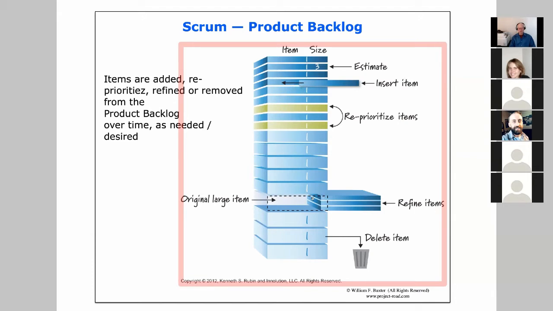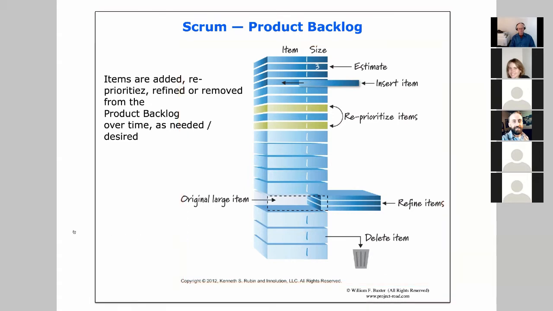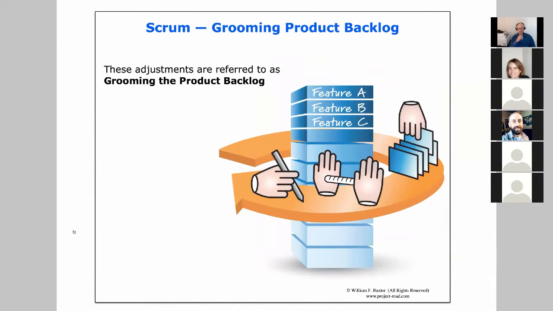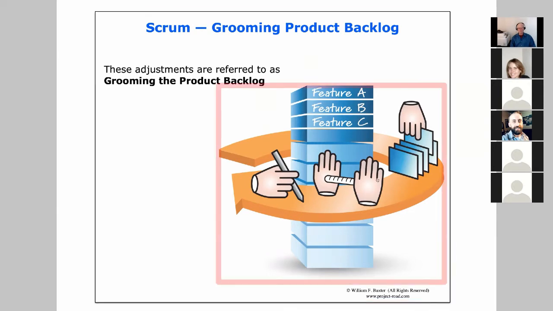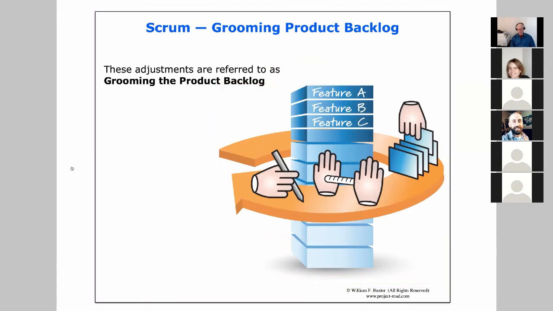And larger user stories might be refined, broken down into smaller user stories so we can understand them better as they work their way up and get reprioritized. And some might get deleted. We might say, we don't need that. Let's just delete that. So there's the grooming of the product backlog as we shuffle user stories into different positions up towards the top for higher prioritization, further down if we're going to deprioritize them for a while.